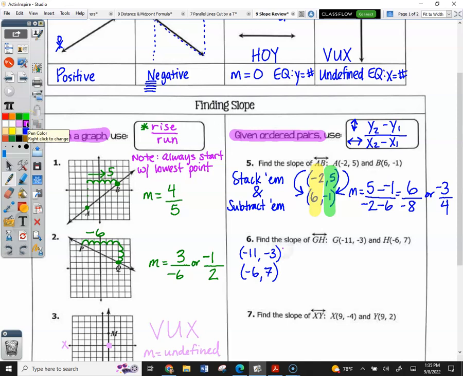So I always start over here and just subtract down, and then I just write it. I don't try to do it in my head. I just write it. What I see: -3 minus 7 over -11 minus -6.